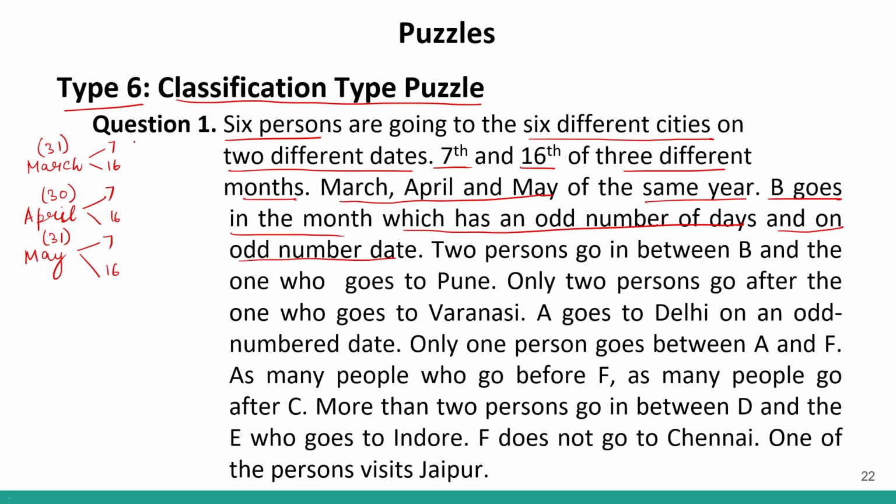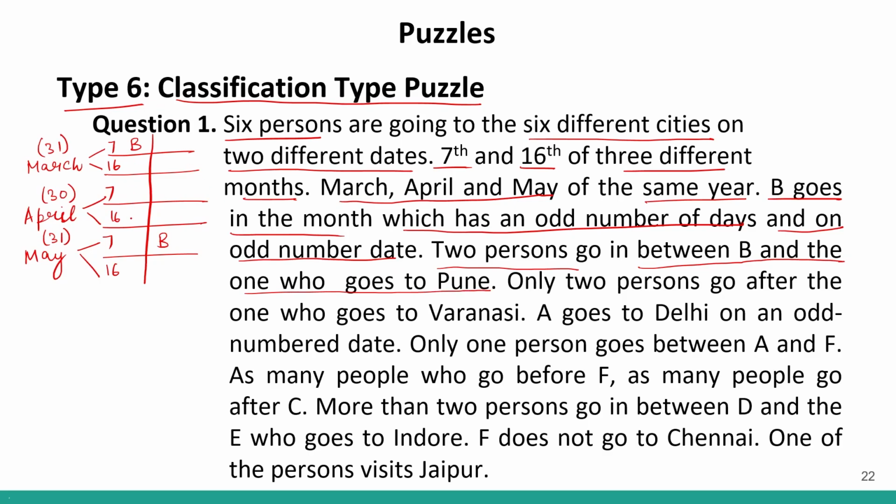So B goes either on 7 March or on 7 May. Correct? These are the only possibilities. B either goes on 7 March or B goes on 7 May, because he goes on an odd number month and odd number date. Okay? 2 persons go in between B and the one who goes to Pune.